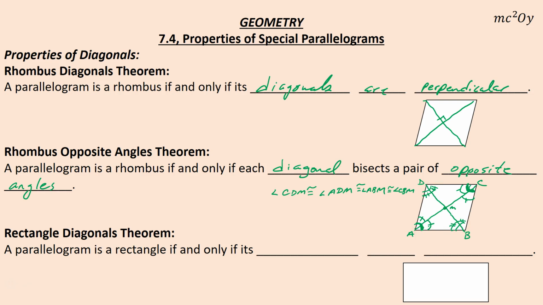Okay, and the rectangle diagonals theorem says a parallelogram is a rectangle if and only if its diagonals are congruent. So that would mean if I have this rectangle here, and we go ahead and draw in these diagonals, maybe a little better picture of the diagonal there.